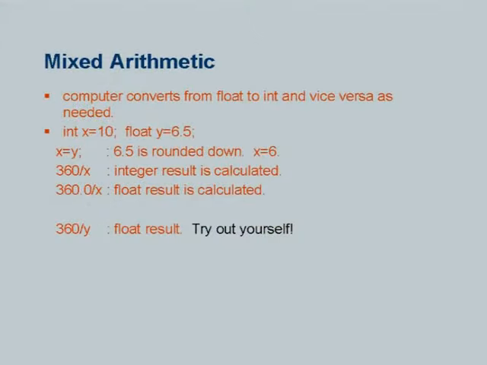360 by x, an integer result will be calculated because x is integer and the value written here, 360, is integer. However, if I write the same value as 360.0, indicating to the computer that I imply a floating point value rather than an integer value, then when a floating point value is divided by an integer value, the result is a floating result. I leave it to you to think about what will happen when 360 by y is done. The result is floating, although 360 is integer, because y is floating point. So this way we can introduce the notion of mixed arithmetic to our students, and how the computer handles mixed arithmetic. It will be useful at this juncture to define the arithmetic operators and their precedence.